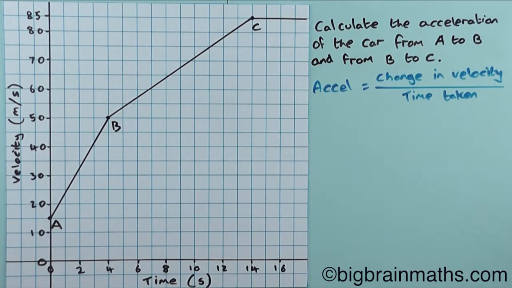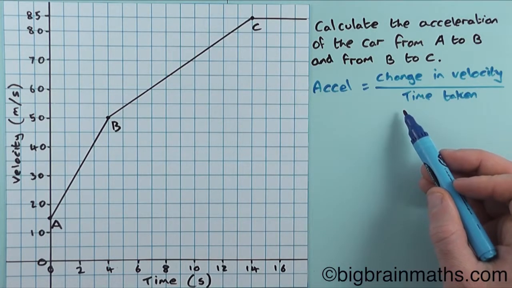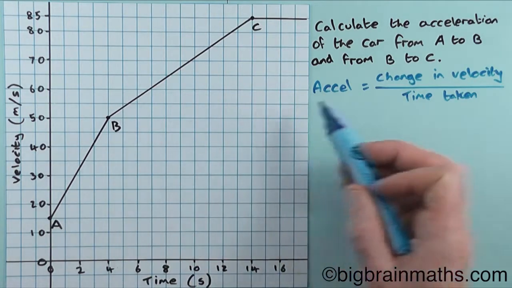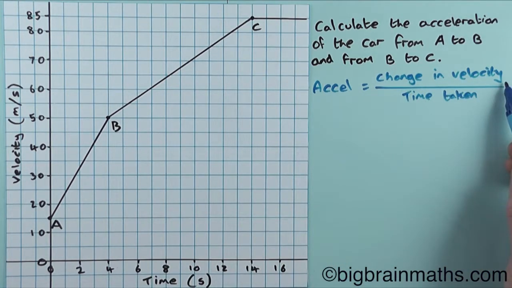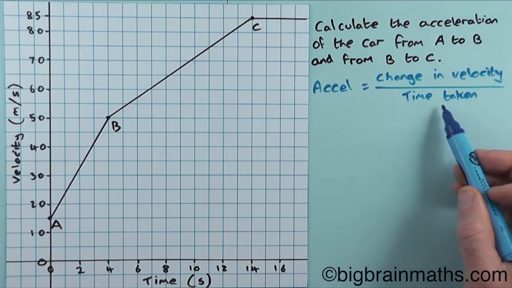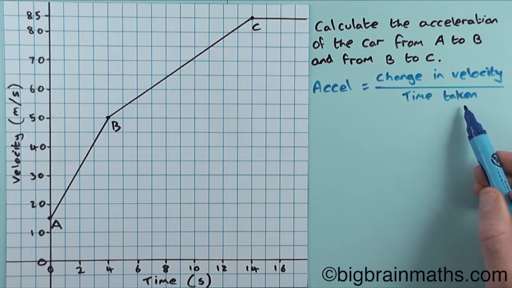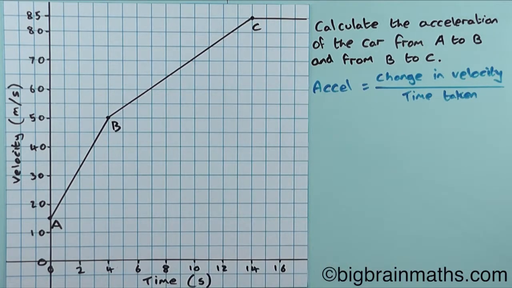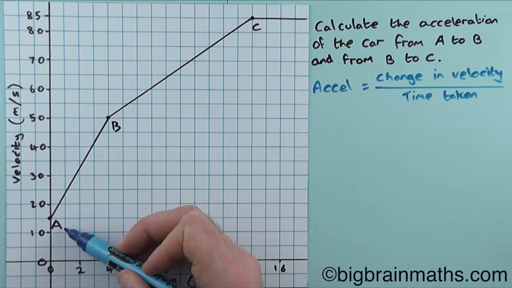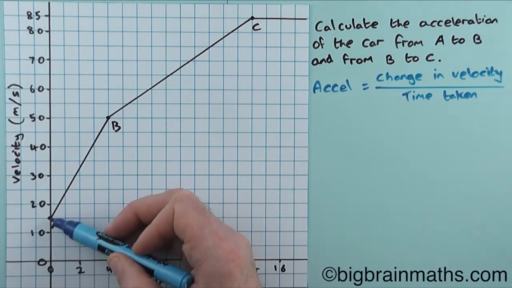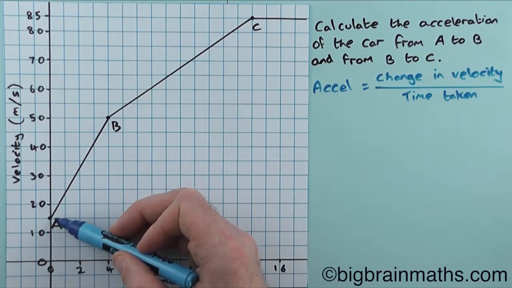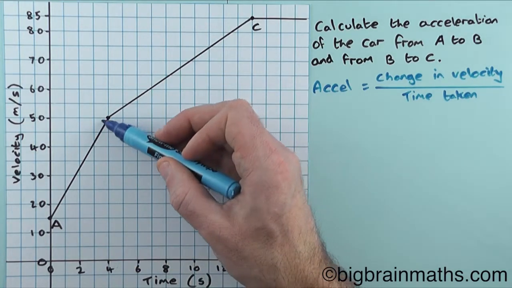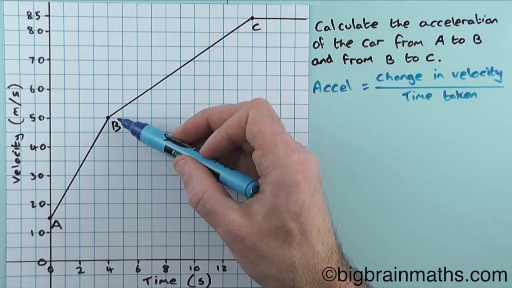Now we're going to start by using the acceleration formula to calculate the acceleration of the car from A to B. So we're going to need to work out the change in velocity of the car from A to B and the time taken for the car to get from A to B. And to do that, we're going to have to read off some values from the graph. Now we can see from the graph at A, the time was 0 and the velocity was 15 meters per second. And at B, the time was 4 and the velocity was 50 meters per second.